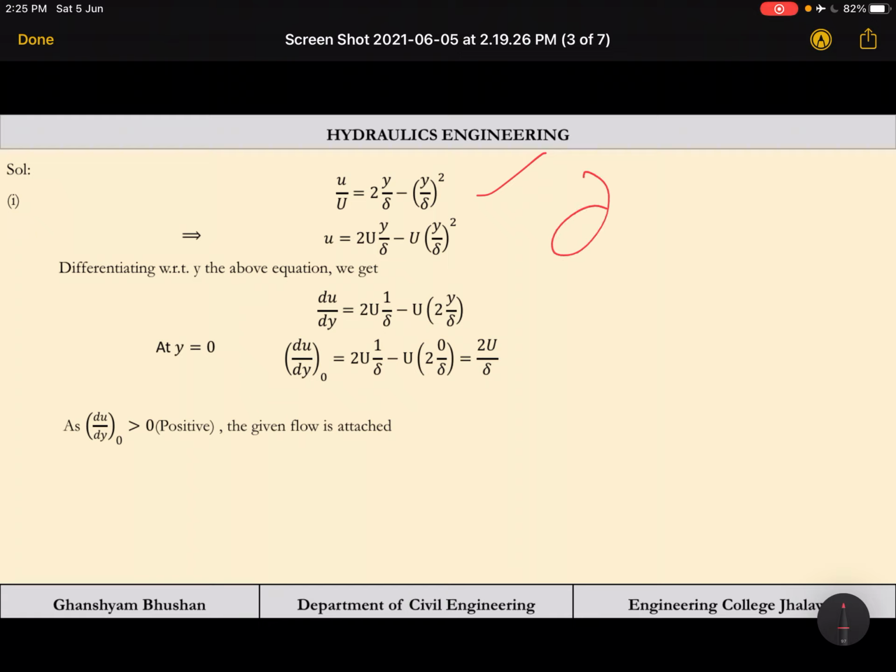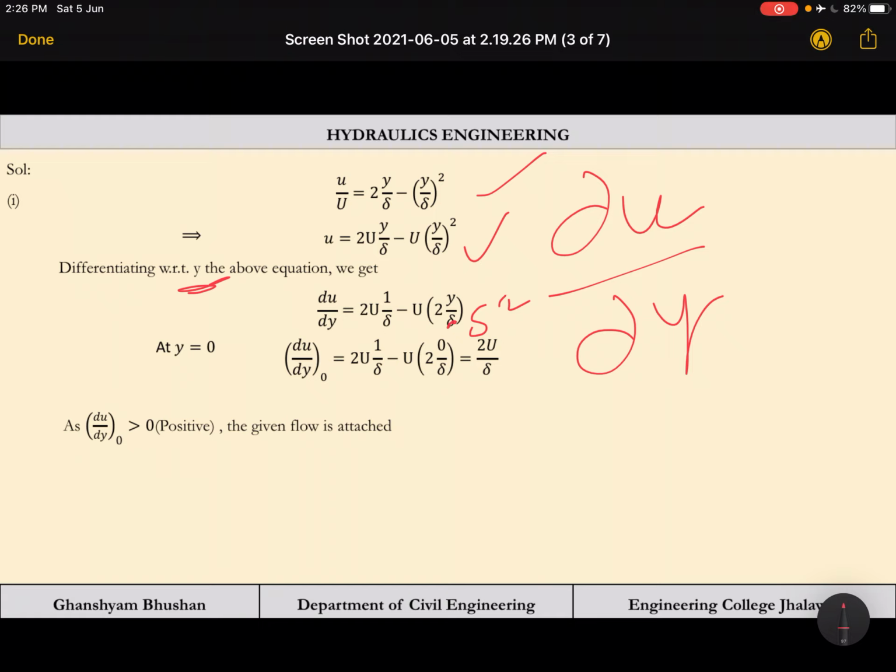So we want del u by del y. We will keep u on the left hand side and just multiply by capital U on both sides. So we have the velocity, and we differentiate it with respect to y. The term y by delta gives 1 by delta, and y square by delta square gives 2y by delta. Sorry, here it will be squared.